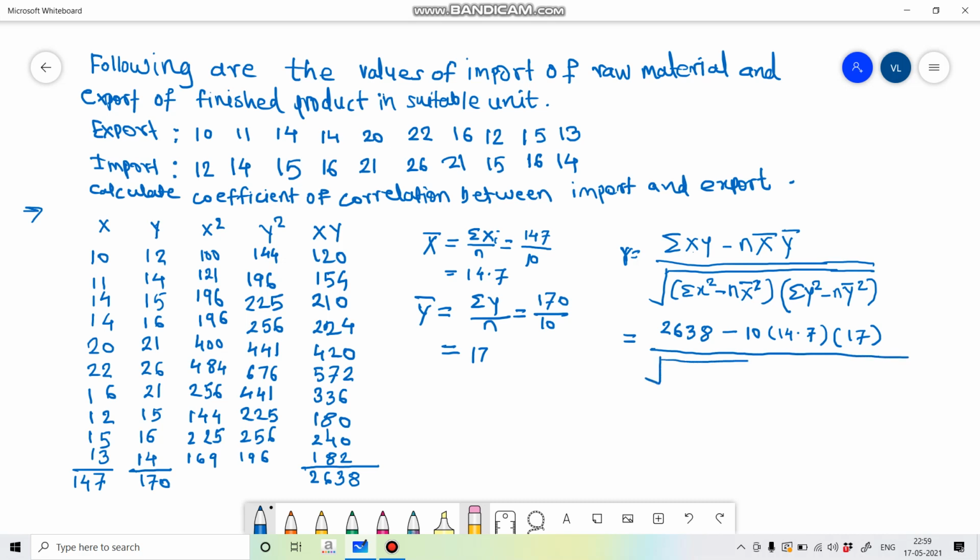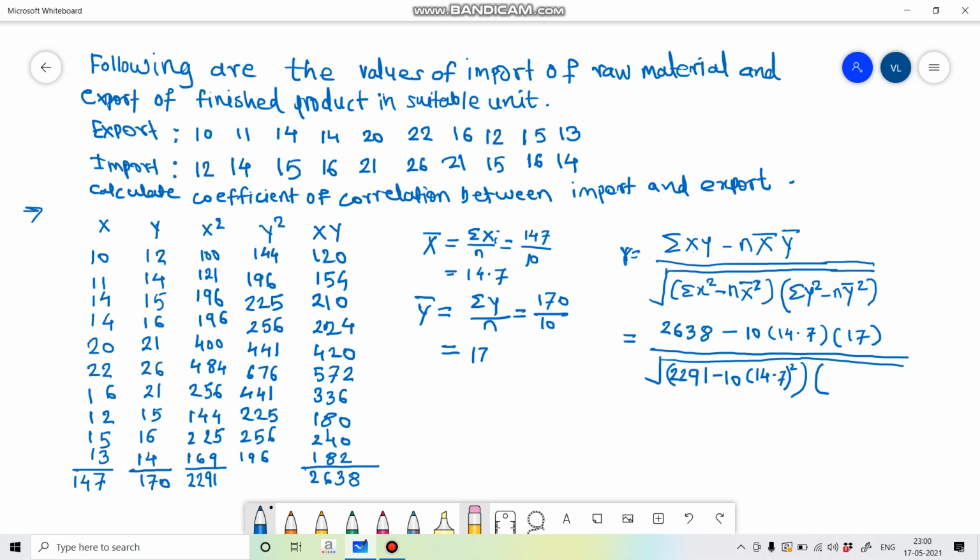Below the line, in the denominator, we write summation x square. Summation of x square we didn't make yet, so now we make the addition of the x square column. This column addition is 2291. Then 2291 minus 10 into x bar square. X bar square is 14.7 square. Bracket completed.